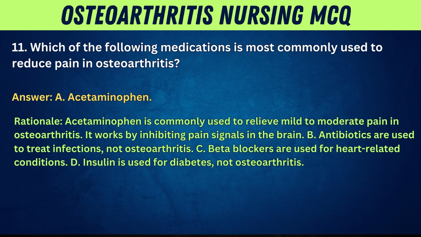B. Antibiotics are used to treat infections, not osteoarthritis. C. Beta blockers are used for heart-related conditions. D. Insulin is used for diabetes, not osteoarthritis.